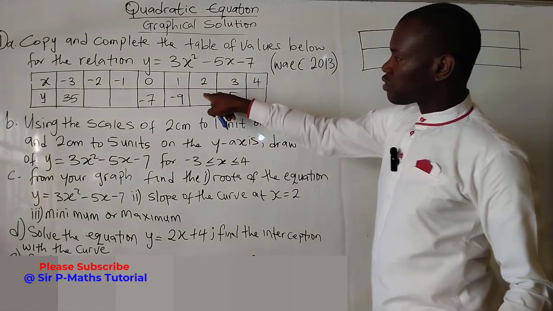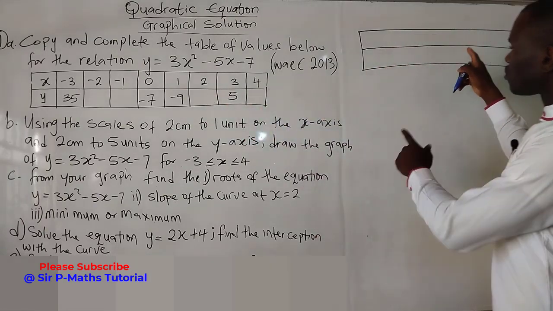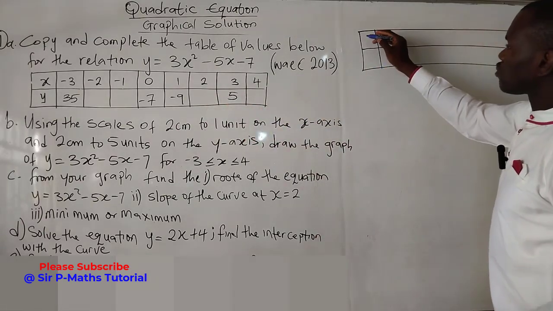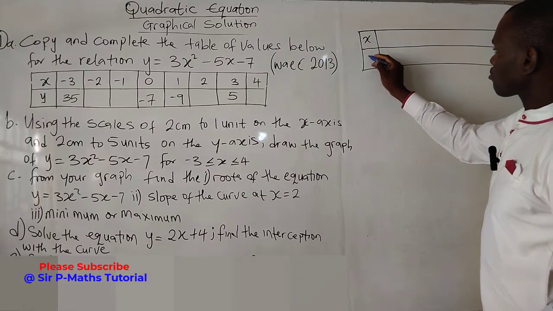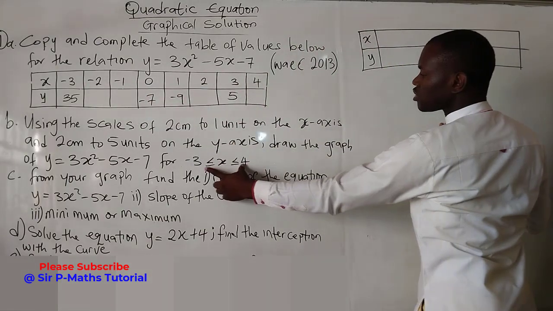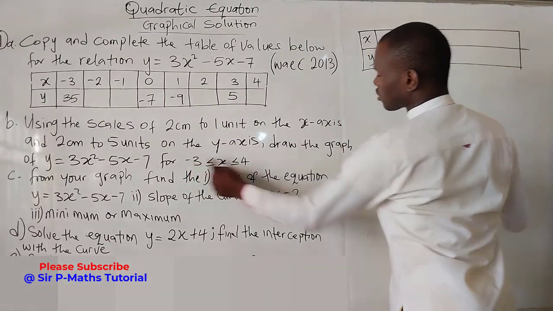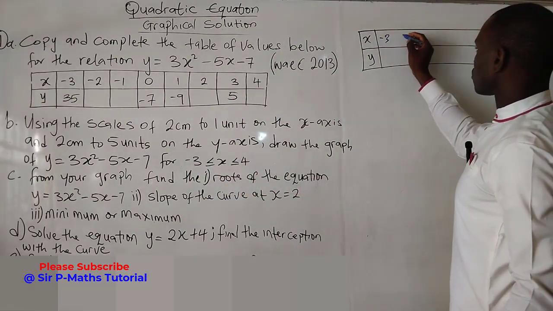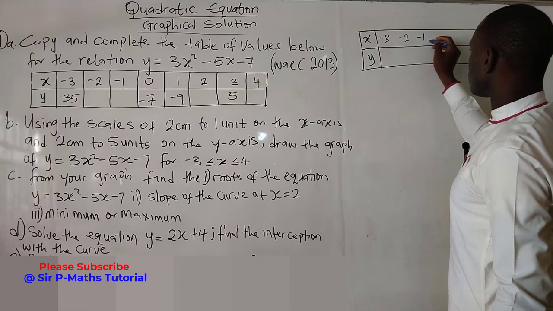Don't solve and fill this table. Produce a new table where you will solve and put your information. Now we got all these numbers here from the range given to us, -3 to 4. That is where we got all the numbers, the range.